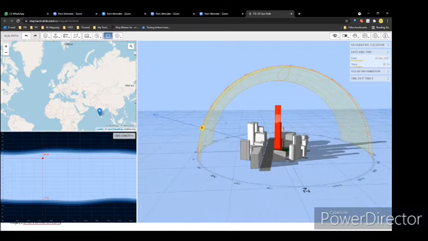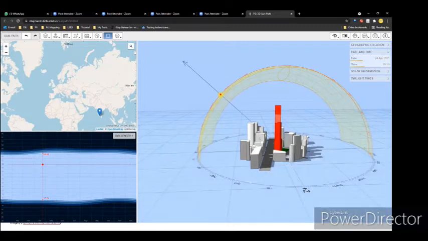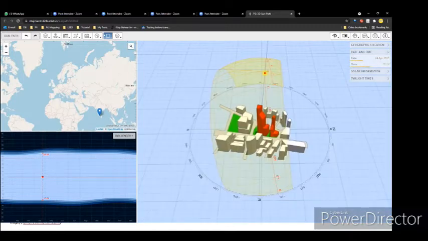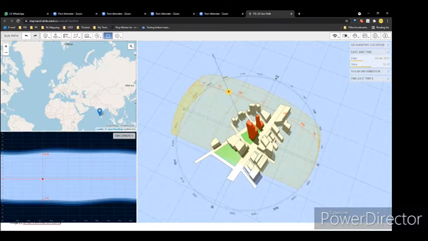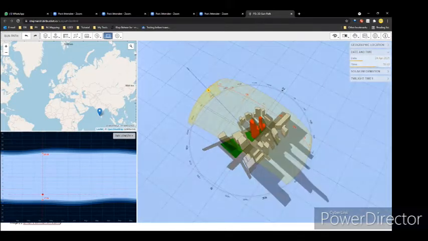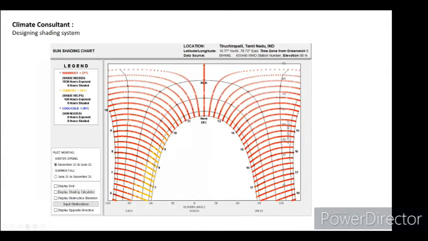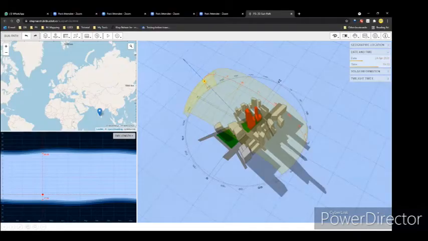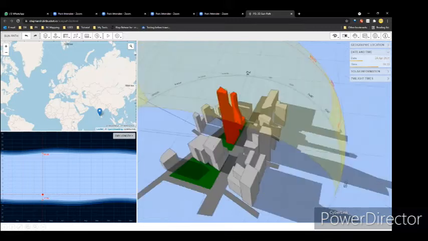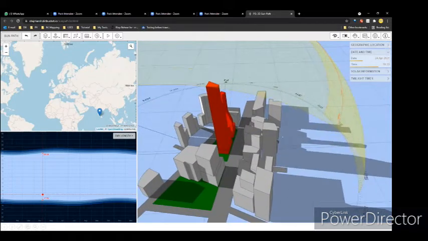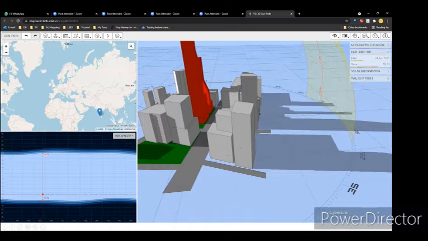Okay, so I hope you have a bit better understanding of the sun path now. So what is the next step? Once you have an idea of what a sun path is, the next thing is to understand the sun shading chart, which is here. Basically, imagine you have a window, let's say facing south.